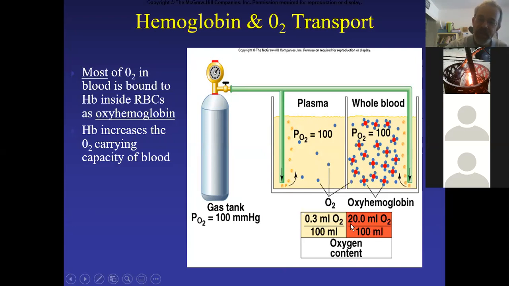This is kind of a numbers game. Here, in whole blood with hemoglobin, we can transport 20 mils of oxygen per 100 mils of blood. Without hemoglobin, we can only transport 0.3 milliliters per 100. So this term, where we can transport more, is known as the carrying capacity. So the blood can carry more oxygen when there's hemoglobin present. That's why people who are anemic, especially when it's due to low hemoglobin, can be very tired, because you can't get the oxygen to the tissues and you're more fatigued.